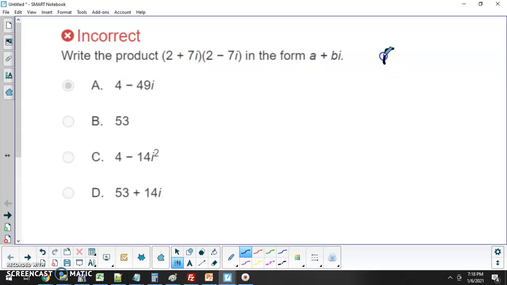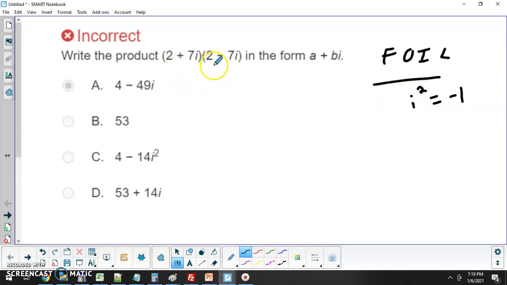Now, the simple way to do this, well, not the simple way, but one way you could do it is just to FOIL this, all right? And remember, when you're foiling, if you get i squared, it's equal to -1. And anytime you're taking i times i, that is i squared, and so that will be -1.